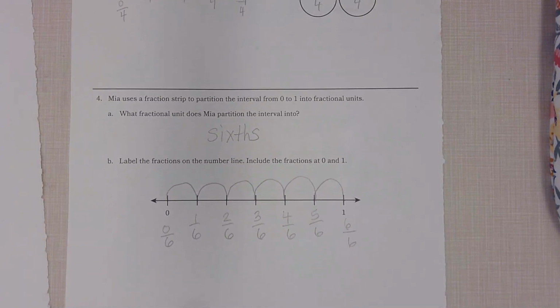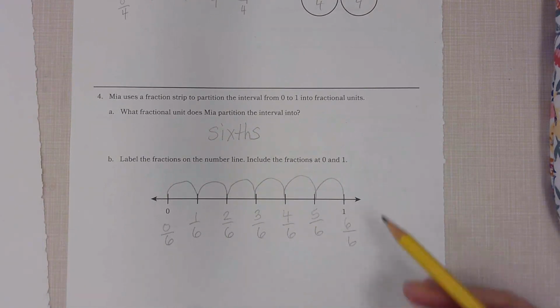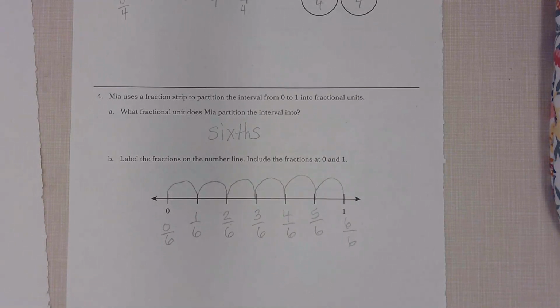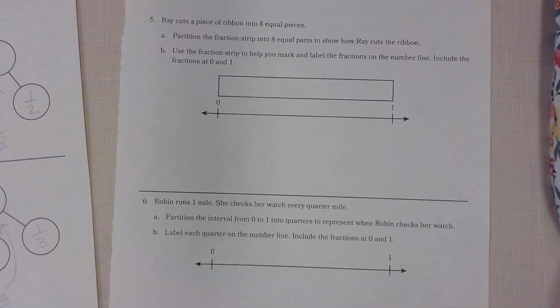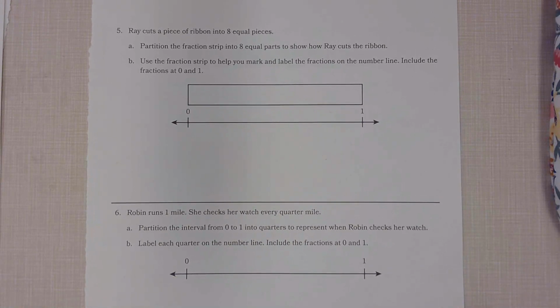If you'd like to take it one more step and simplify, you can do that, but for the sake of this question, I'm going to keep it as is. Okay, moving on to number 5. Ray cuts a piece of ribbon into 8 equal pieces. Partition the fraction strip into 8 equal parts to show how Ray cuts the ribbon.